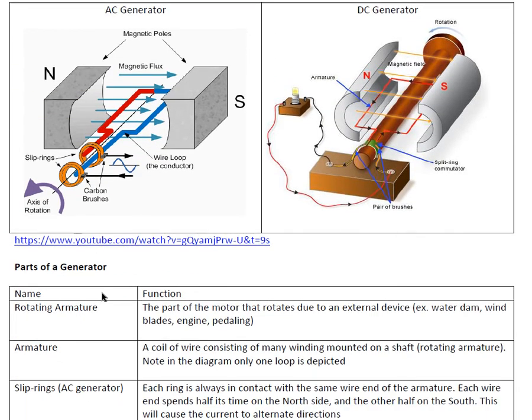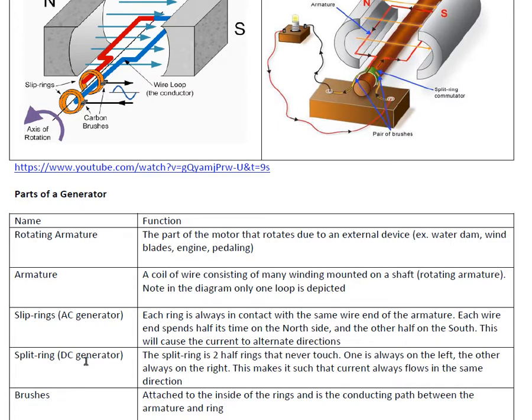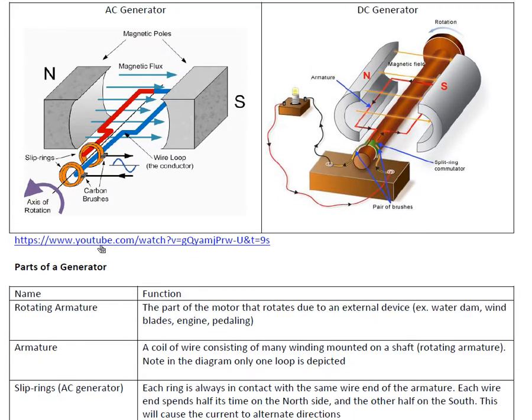So there are some parts of a generator. We have the rotating armature, and we have slip rings. That's for AC and DC. I'll try to go over this. There are some good videos you should watch too. Hopefully this link still works.